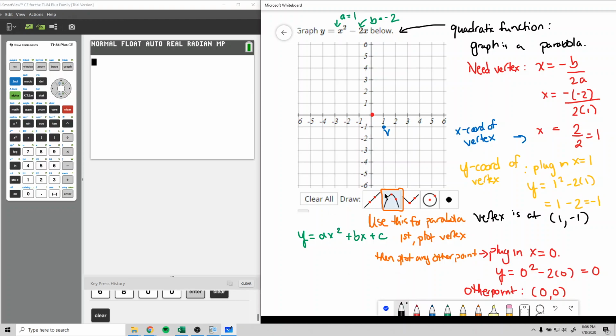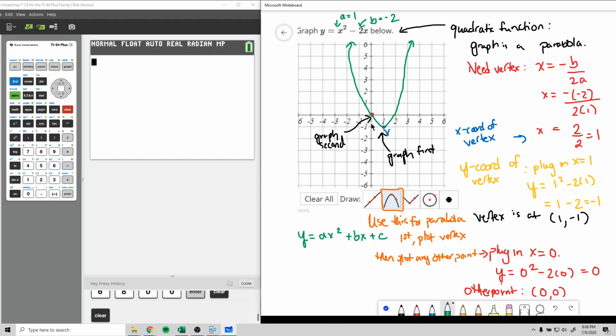Now, as long as you have this tool selected, if you graph the vertex first, and then you graph the other point second, it will make the parabola shape for you. Now I'll draw a brief sketch, but I'm obviously freehanding this, so I can't do it perfectly. It'll look something like this when you graph it, but the tool will make the graph for you.